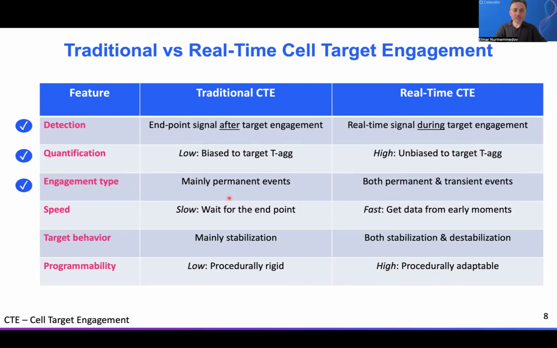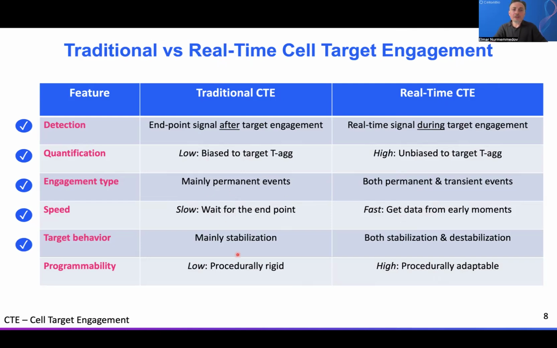Engagement type: traditional CTE would rely on measuring permanent, more stabilizing visible effects, whereas the real-time CTE would give you both permanent and transient events, which would be pharmacologically important. In terms of speed of detection, the traditional CTE is rather slow because you have to wait for that endpoint maturation. In the case of real-time CTE, you can extract the data in real time and you can see it on the screen as it happens in real setting.